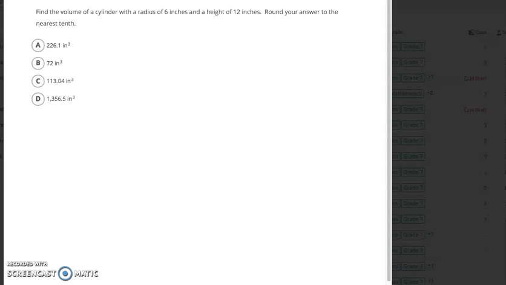All right. Next one. Find the volume of a cylinder with a radius of 6 and a height of 12. Same thing: volume equals pi r squared times the height. So it's 3.14 times 36 times 12. That's going to give us 1,356.48. Rounded to the nearest tenth, it's right here.